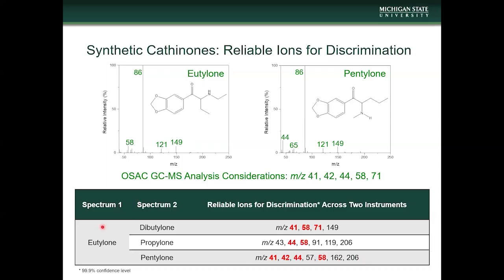This is just showing butylone compared to the other 3 cathinones, and the same trend is observed here, where the ions that the OSAC document highlighted are still seen as discriminating ions, but we have some additional ions present as discriminating ions. And then finally, propylone compared to the other 3 cathinones, a similar trend, where we have a range of ions that we can now consider reliable for discrimination of these structural isomers.